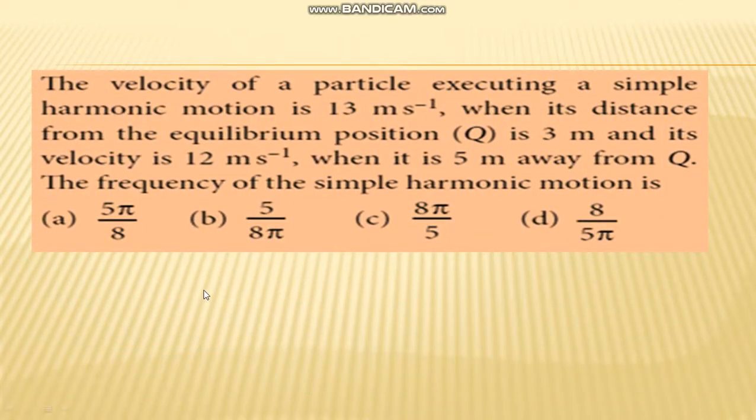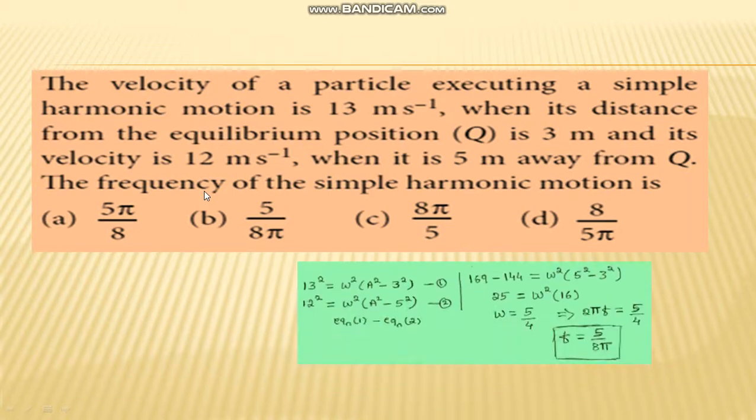Next, second question. The velocity of a particle executing SHM is 30 meter per second when its distance from equilibrium position, that is from mean position, is 3 meter. v1 is given, distance is given. Next, v2 is given, distance is given. They are asking to find the frequency. This is the same as the last problem, so again I am using the same concept. First, velocity is given and displacement is given. Second, velocity is given and displacement is given.